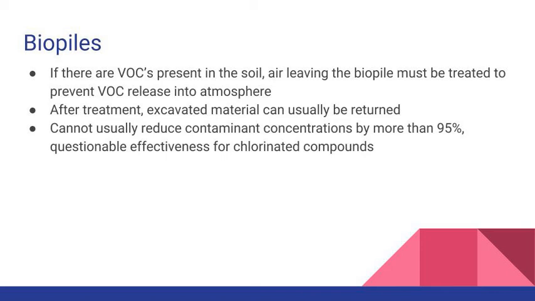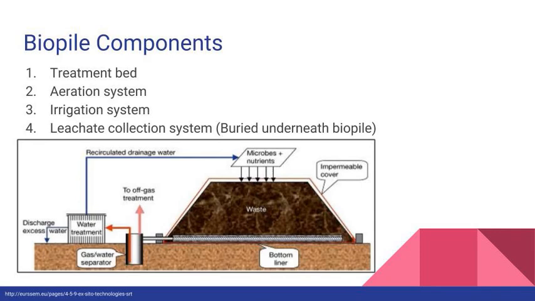Some drawbacks of biopiles are that they are not usually effective at reducing contaminant concentrations by more than 95%, and are not usually effective for chlorinated compounds. Common components of a biopile system are a treatment bed, an aeration system, an irrigation system, and a leachate collection system buried underneath.